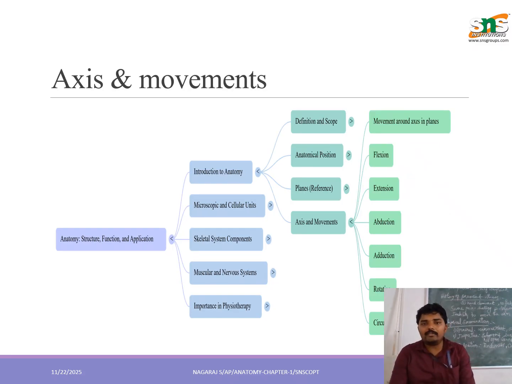Then the axes of movement, at the planes. The sagittal plane has two movements, flexion and extension. The frontal plane has two movements, abduction and adduction. The transverse plane has three movements: medial rotation, lateral rotation, and circumduction. These are the movements occurring in the three planes, and the movement is synchronized with body movement.